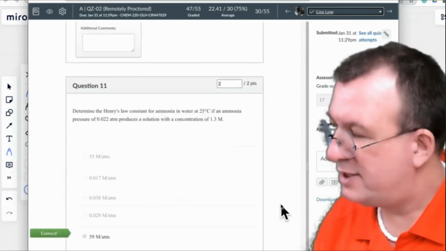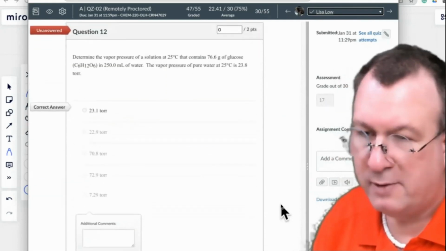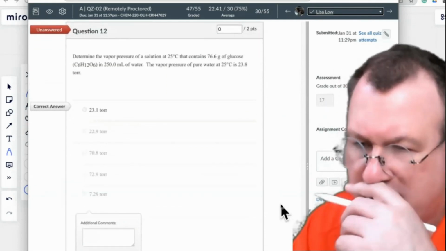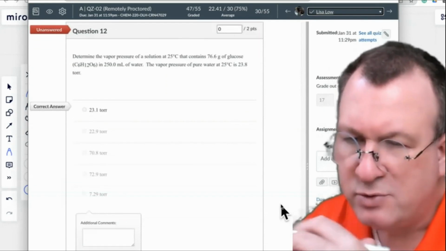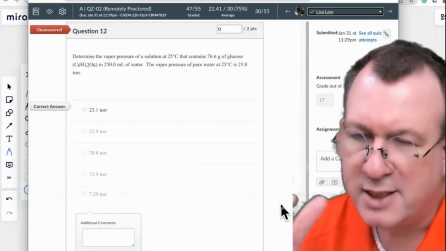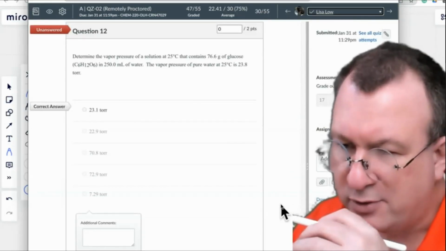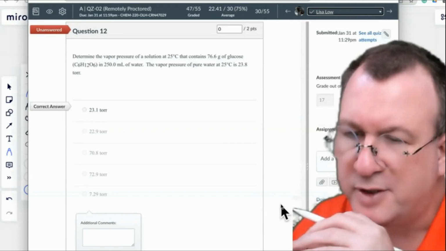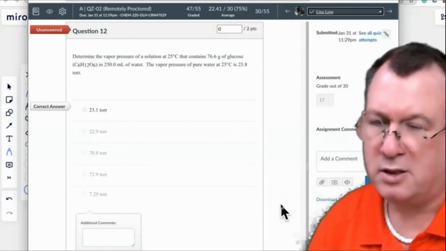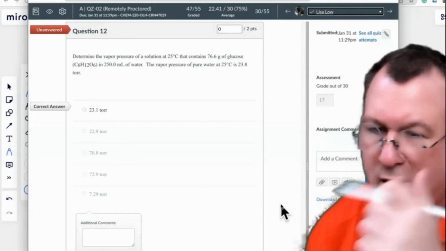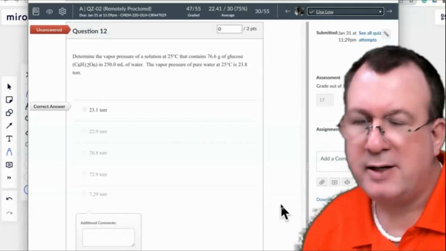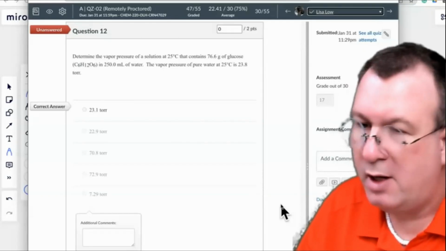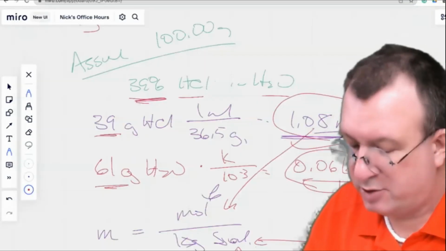You said 12 too. Let's take a look at 12. Determine the vapor pressure of a solution at 25 degrees Celsius that contains 76.6 grams of glucose in 200 mL of water. Vapor pressure of pure water. This is just Raoult's law.